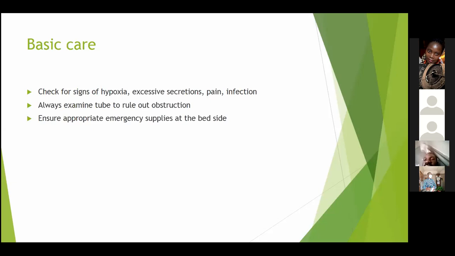So you have to be on the lookout. Are they having pain? Is there an infection? Is there a discharge around the tube or coming from the tube itself? So it tells you, and it sort of directs you, that you need to either clean or you need additional treatment for the patient to get better. So you should always examine and ensure that the tube is patent. And then ensure appropriate emergency supplies at the bedside.